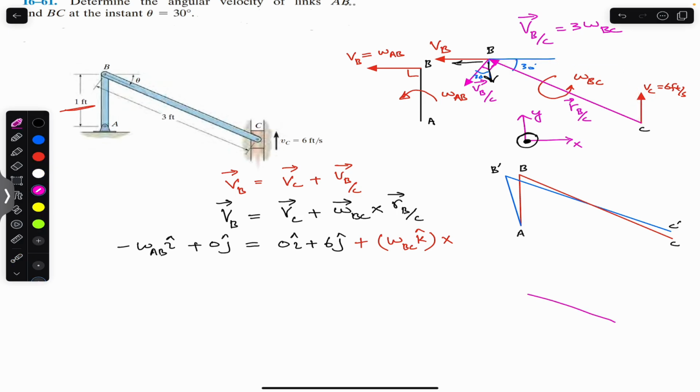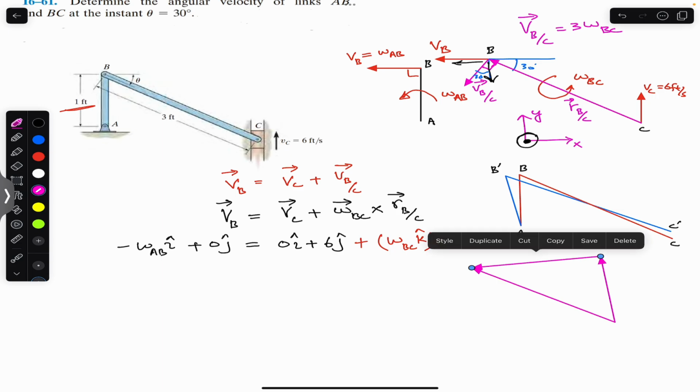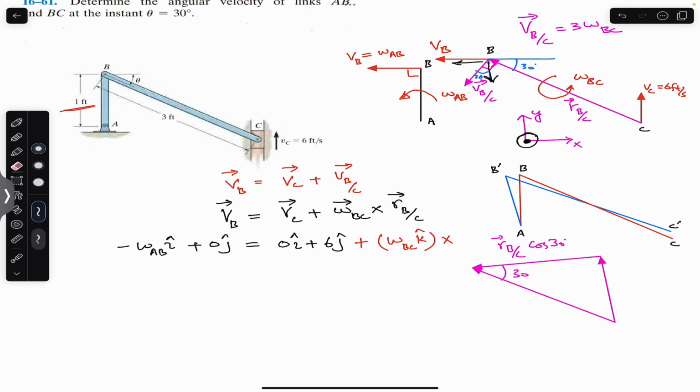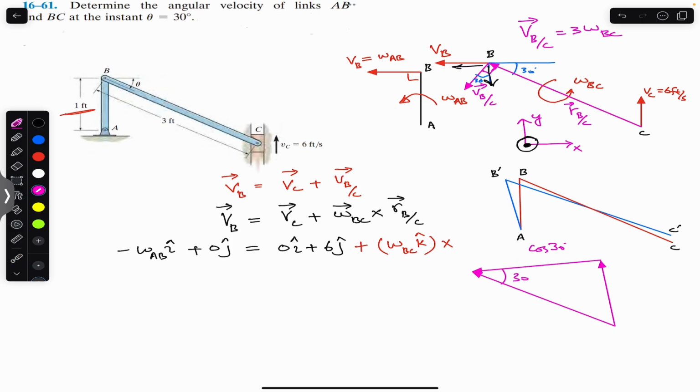So let me draw that BC vector here. It is making 30°. So it will have one component in this direction, and one component in this direction. So this is 30°, so this is RBC cos of 30, and this length of BC is 3 feet. So this will be actually 3 cos of 30. We will write that this is 3 cos of 30, and this is 3 sine of 30.